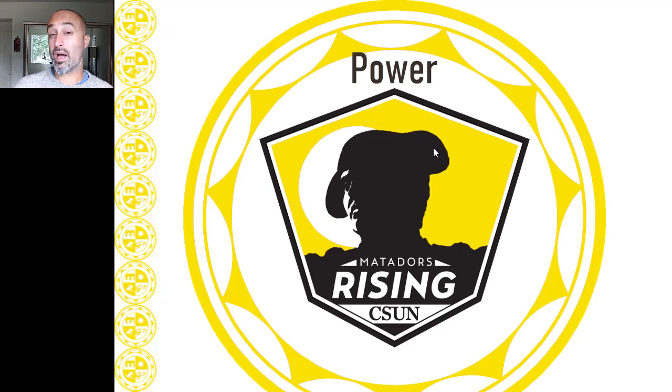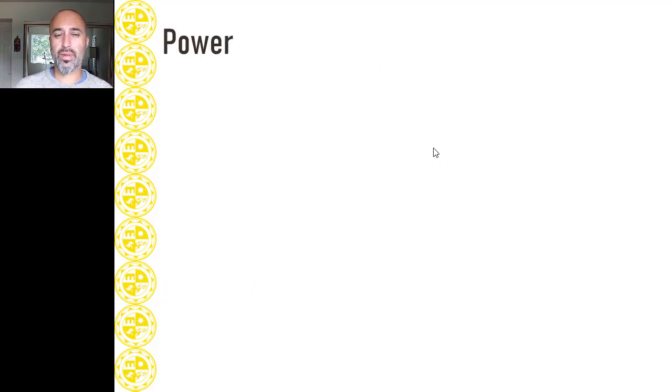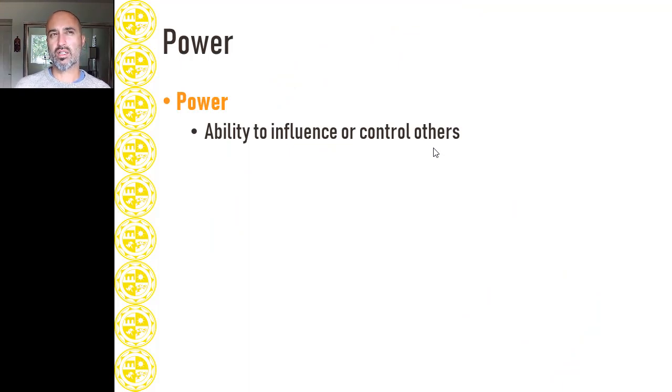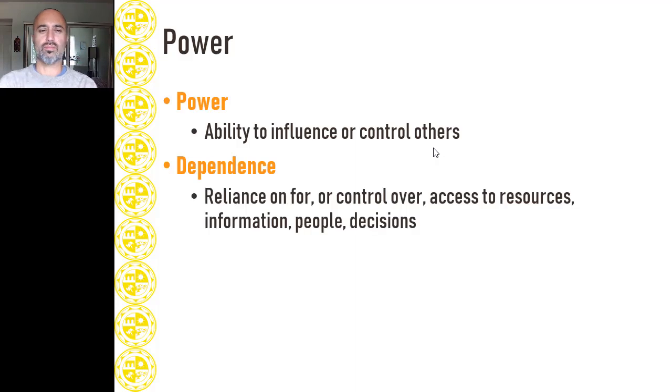Now let's move on to power. So power is the ability to influence or control other people. So we talked about different strategies for exerting influence on other people. You could think of power as a kind of basis or source of influence. And partly power comes from dependence. So when people rely on you for certain resources or information or people or decisions, access to all of these things, people rely on you and you have control over these things, then people can be said to be dependent on you for those things. And that dependence is a source of power.